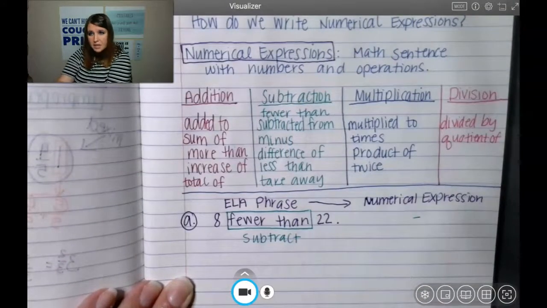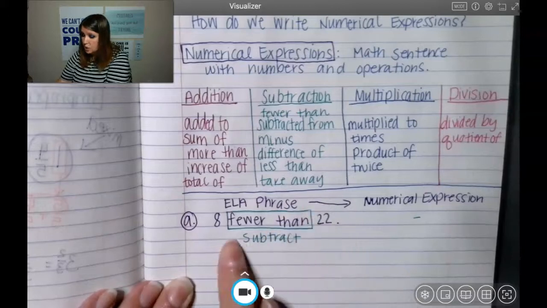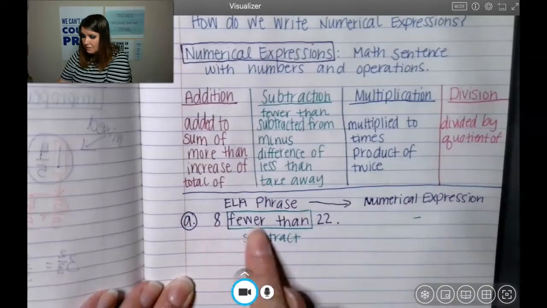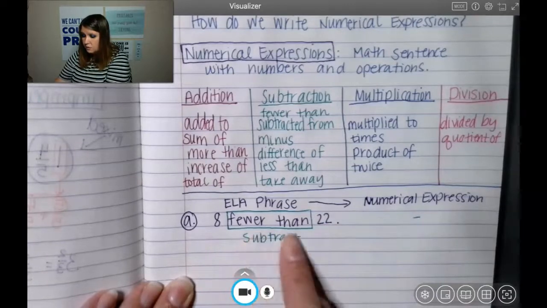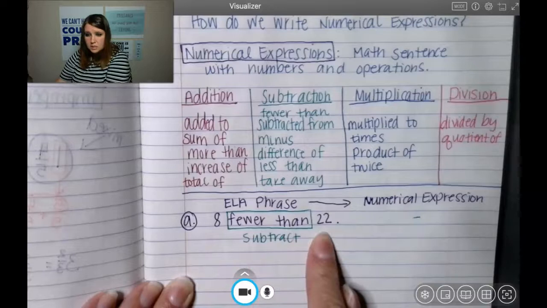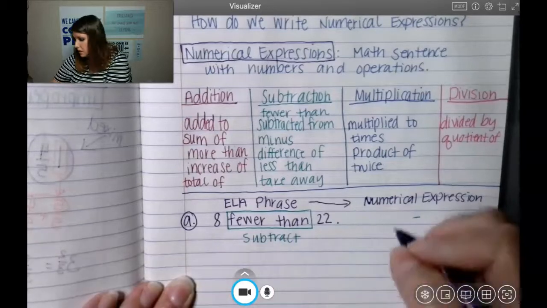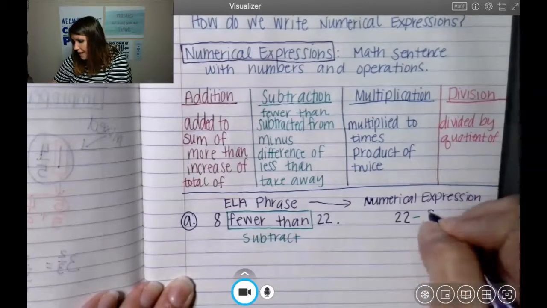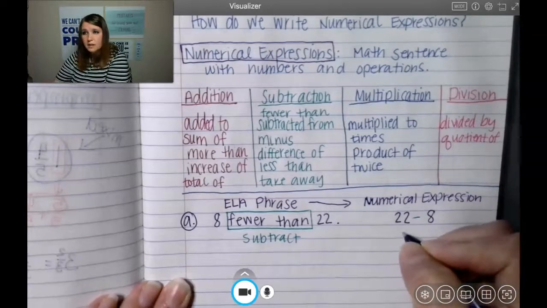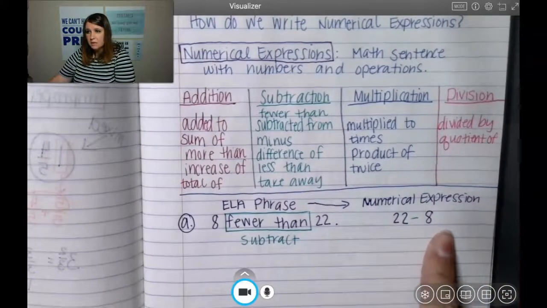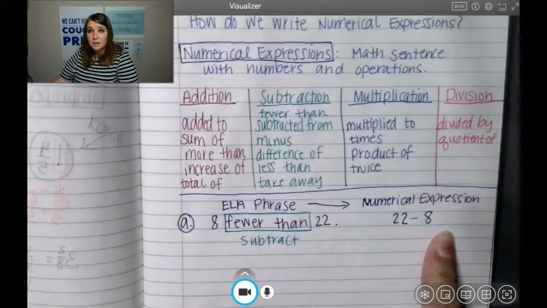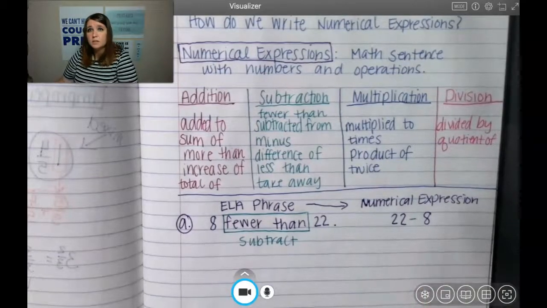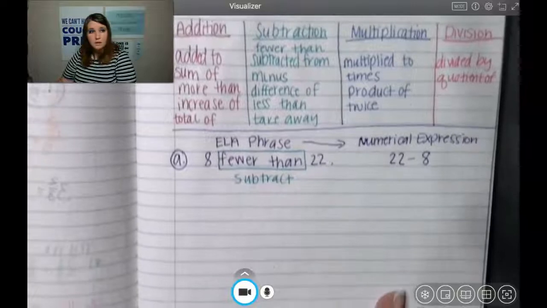And now I need to think about this subtraction phrase. 8 fewer than 22. So 8 is fewer than 22. So this tells me that 22 needs to come first because 8 has to be fewer than it. So this now is my math expression. It's not asking me to solve it. All I have to do is just write it. And it's written just like that.